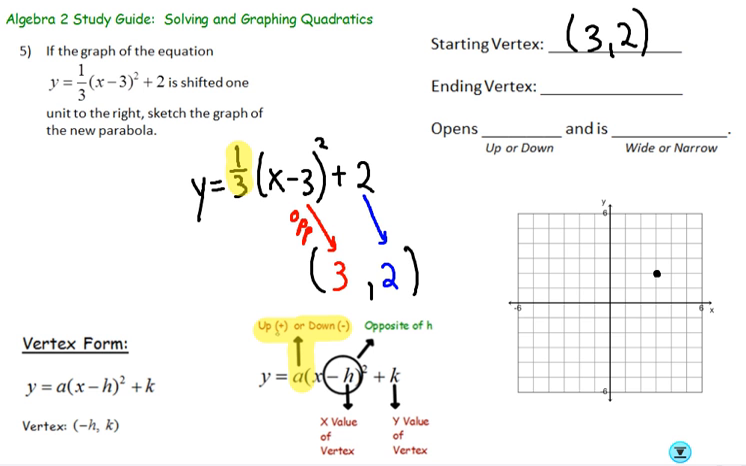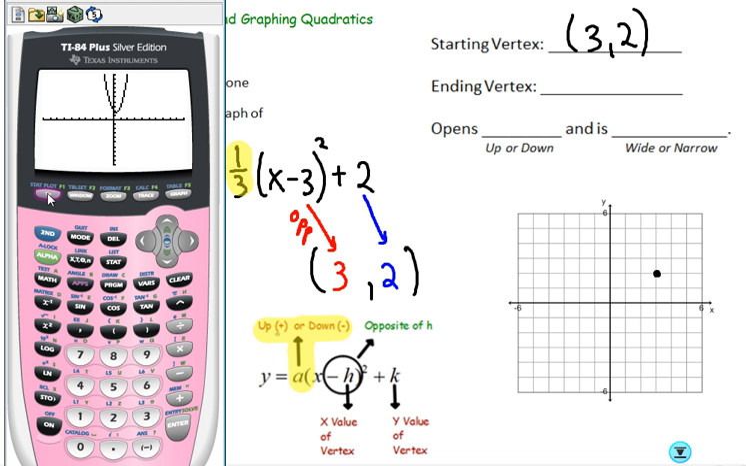There's one other thing that A tells you. A tells you up or down, but it also tells you how narrow or wide the parabola is going to be. And let me show you what I mean by that. So for instance, let me just show you what we call the parent function or the mother function. Y equals x squared is the most basic parabola. So that's a parabola that starts at 0, 0, and it's got a normal width.